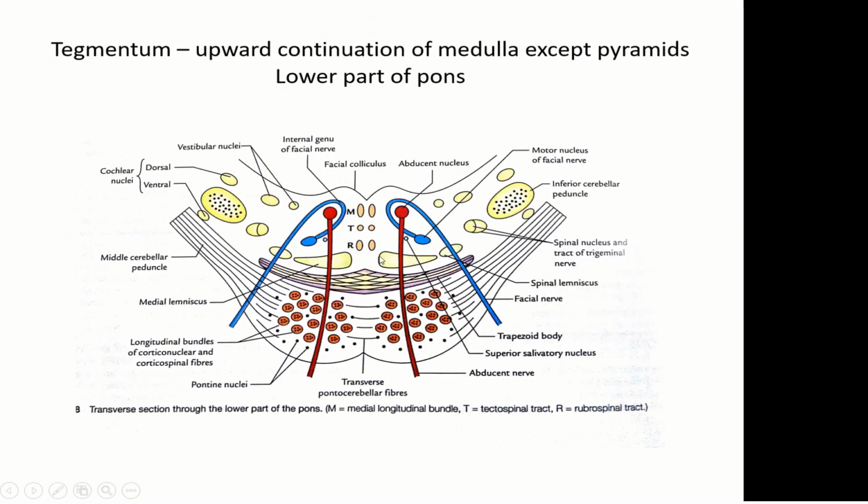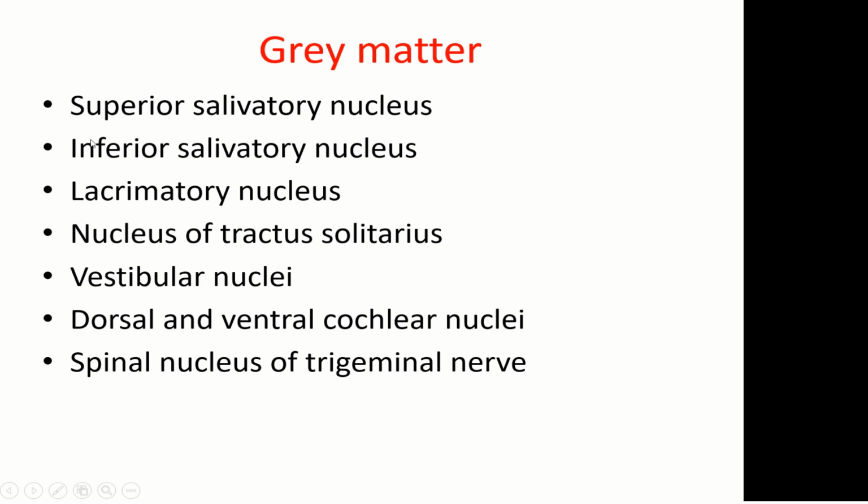So gray matter, what are all the gray matter present here? You can see here, around the superior salivatory nucleus there might be the inferior salivatory nucleus in and around, and also there will be the lacrimatory nucleus. Other than that, the other gray matter you are seeing here is the abducent nucleus, the motor nucleus, and the spinal nucleus of the trigeminal nerve. You are seeing the vestibular nuclei, and the dorsal and ventral cochlear nuclei. So you have to just list them out: superior salivatory nucleus, inferior salivatory nucleus, lacrimatory nucleus, nucleus of tractus solitarius.